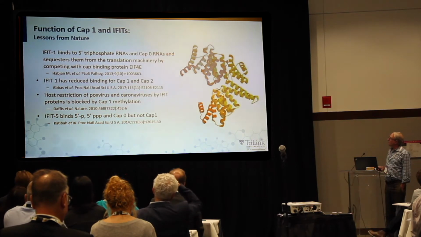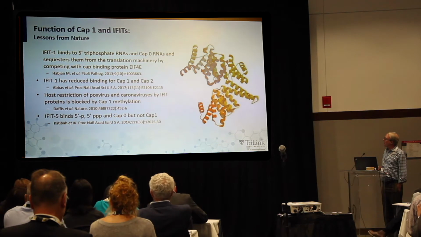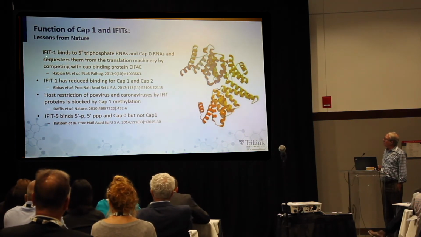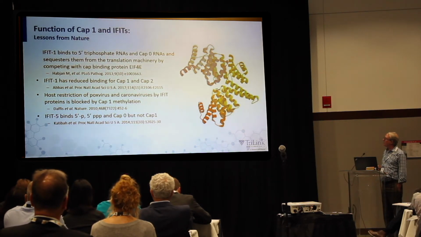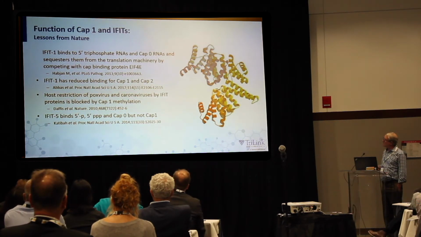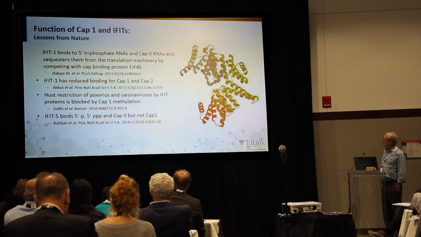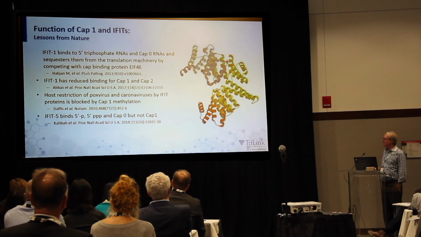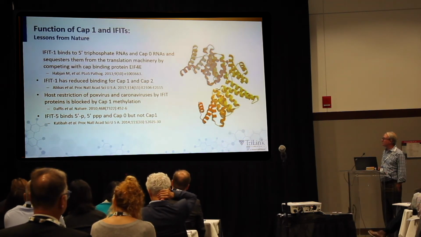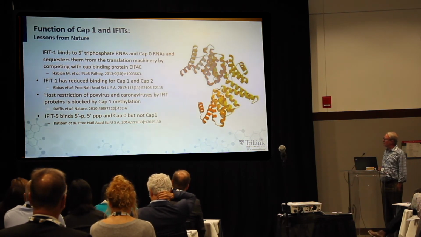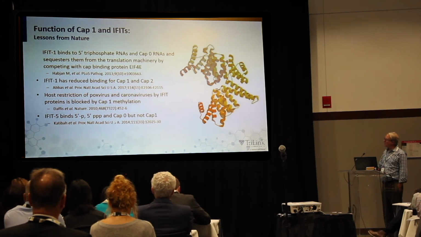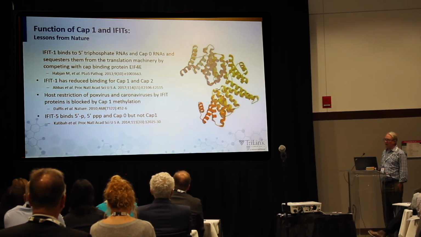There's a series of proteins called IFITs 1 through 5, and these recognize RNAs with a 5' triphosphate or cap0, and they bind to them and sequester them from the translation machinery and compete for binding by cap binding protein. Now, interestingly, it's been shown that IFITs have reduced binding for cap1 and cap2. For example, when you take a pox virus or coronavirus, the host restriction to that virus is blocked by cap1 methylation. So if you methylate those viruses, then the cell becomes permissive for those viruses. The most recently studied group out of the IFIT group is IFIT-5, and it was shown to bind to 5' monophosphate, 5' triphosphate, and cap0, but not to cap1. So the capping state of the mRNA is determining which of the pattern recognition receptors in the cell are binding to these different RNAs.